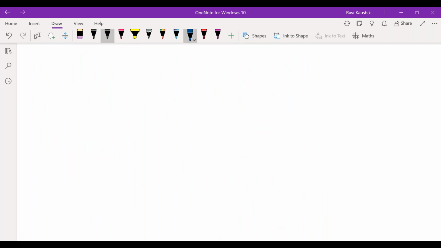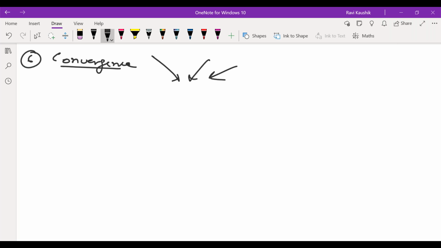Now let us talk of another property. It is known as convergence. Convergence and divergence are very, very basic properties. What do you mean by convergence? Convergence simply means there are many things coming together and converging, right? So this is convergence.